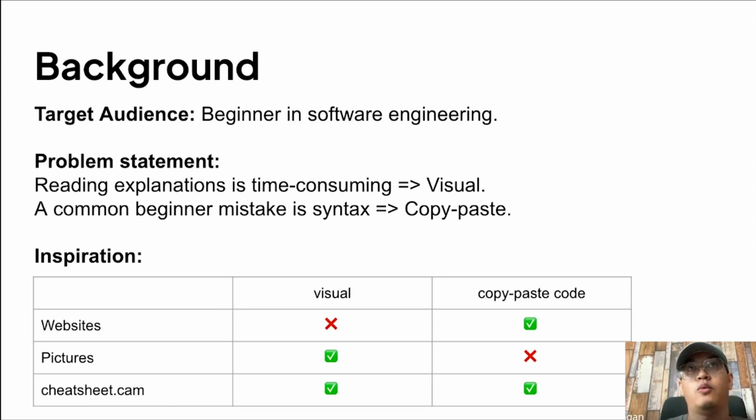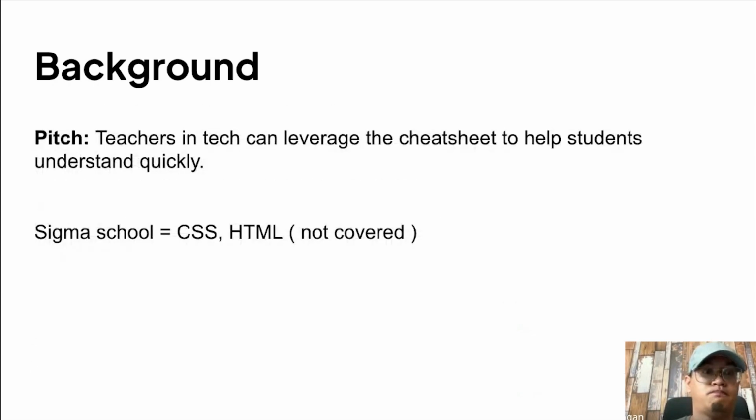So, the resources I found. First is the website GeeksforGeeks. It's very good. You can copy paste the text, but the problem is there is a lack of visualization. And then you have websites like Pinterest with a lot of images you can visualize, but the problem is you cannot copy paste. It's just images. So what is the solution? Cheatsheet.cam. You can visualize and copy paste the code.